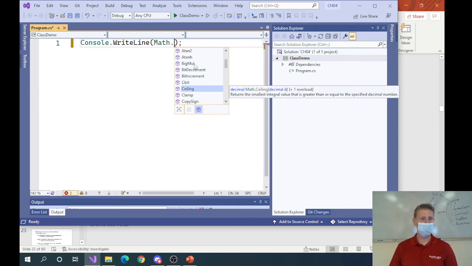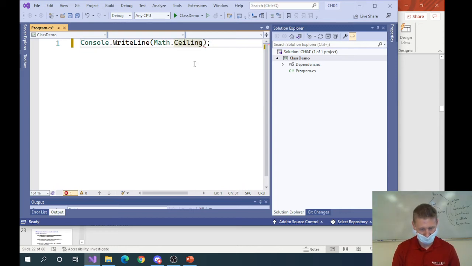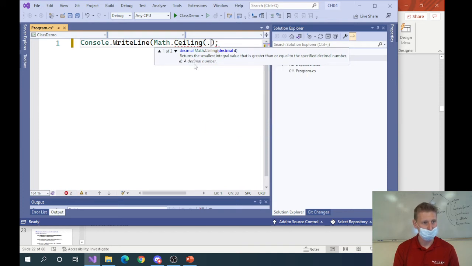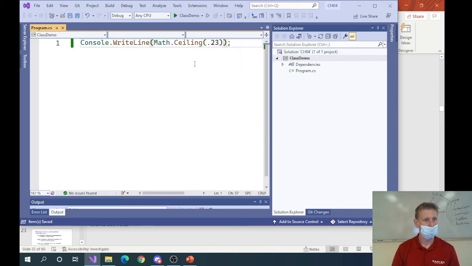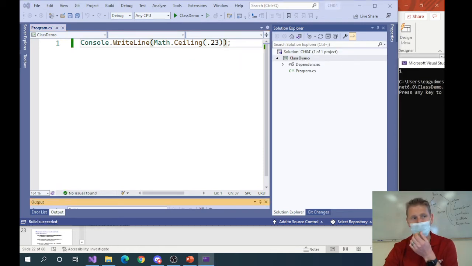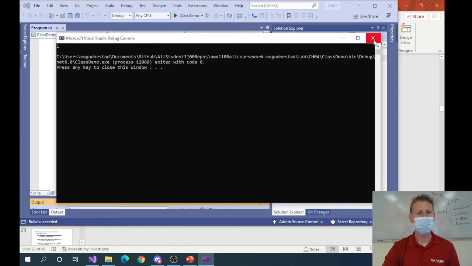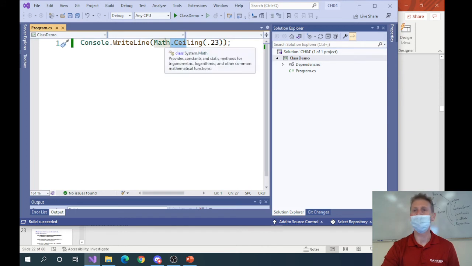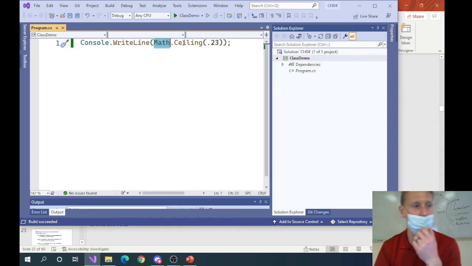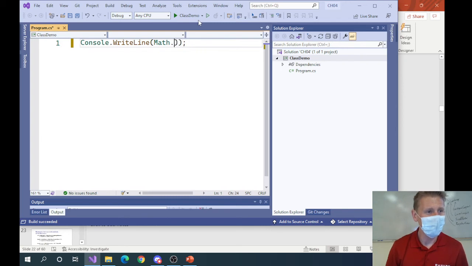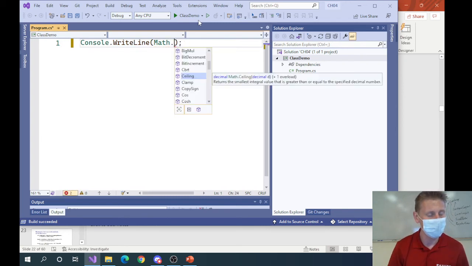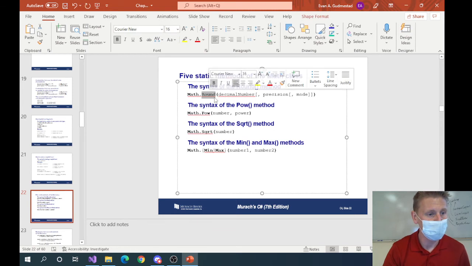The ceiling returns the smallest int value that is greater than the given number. Math.Ceiling of a decimal, 0.23. So Math.Ceiling rounds up to 1. Right? So all these methods are built into this utility class. The utility class is called Math, that is there to solve a bunch of problems. Now, these are common ones.